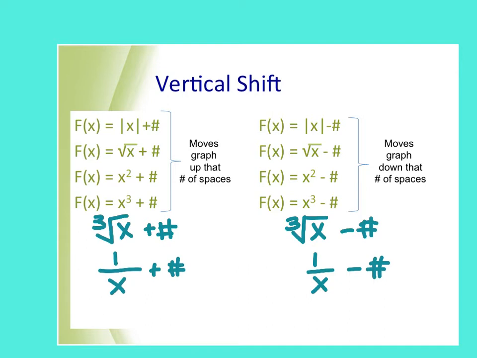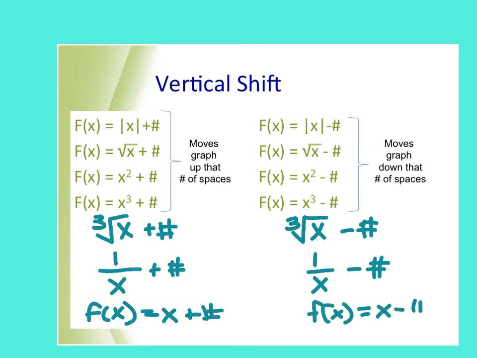Even a line would happen, right? Like if I had y equals, well, it wouldn't be y equals f of x. Plus a number is going to shift up. Minus a number is going to shift it down.